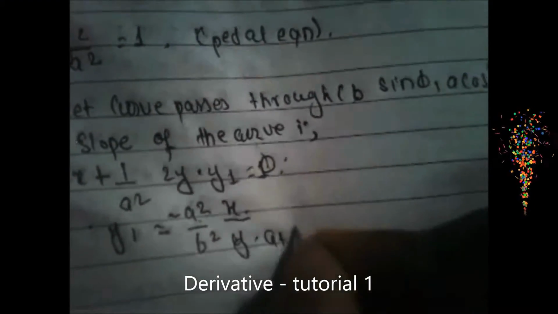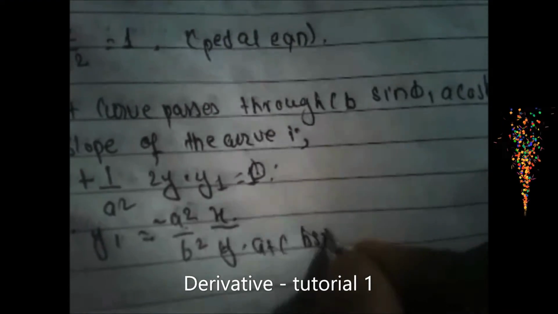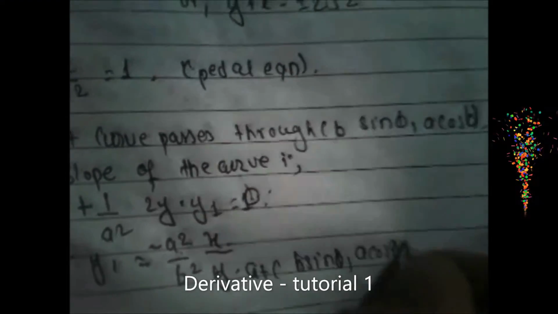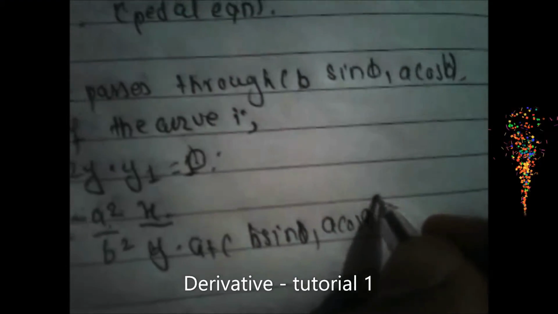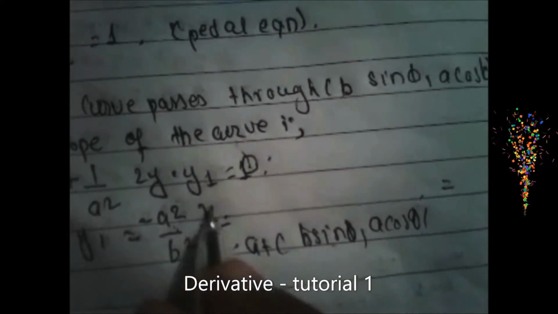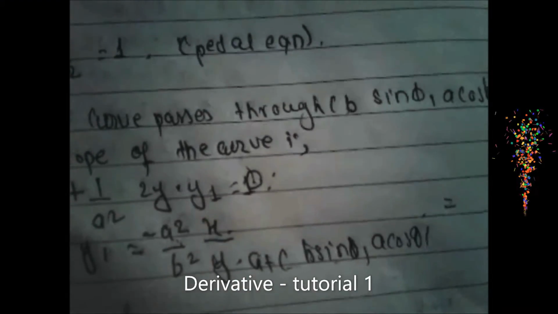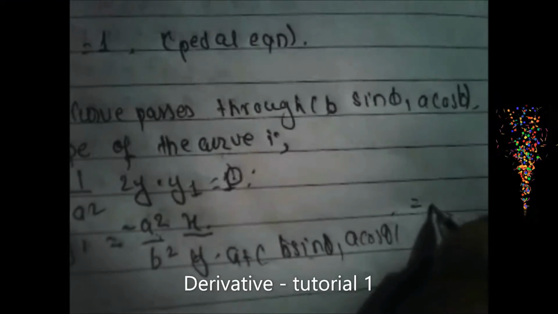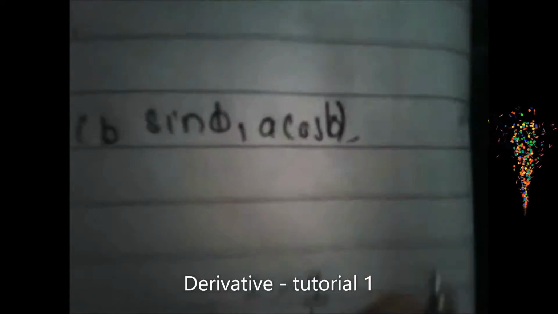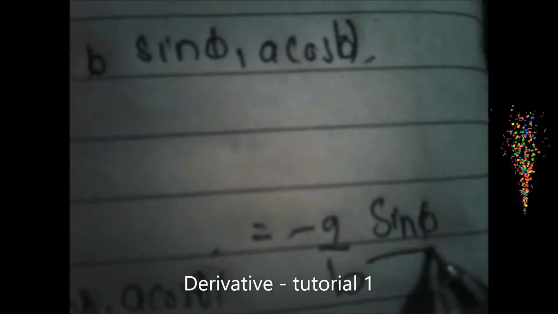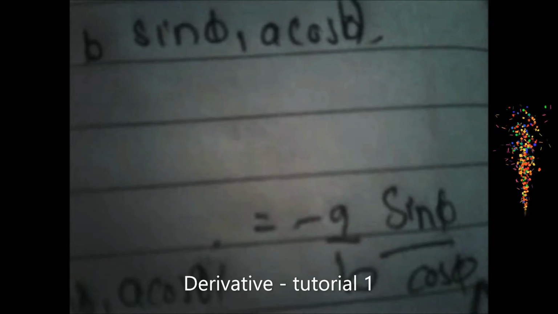At b sin phi comma a cos phi, when we put the value, b will cancel and a will cancel, so we get minus a by b, sin phi by cos phi.